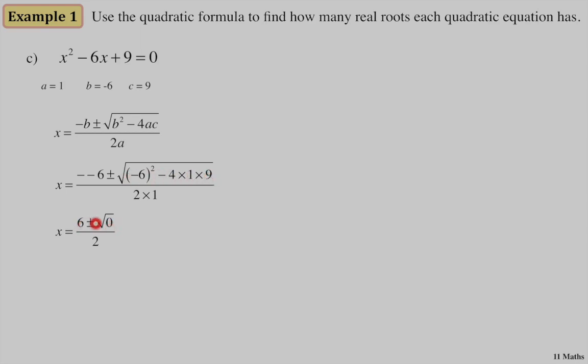You end up with 6 plus 0 over 2 and 6 minus 0 over 2. So you just end up with 3 in both cases, and we don't need to write it down twice. We just say there is 1 x-intercept. It's called a repeated root because 3 happens twice, but if you just wrote x equals 3 and you didn't write the second 3, that's fine.